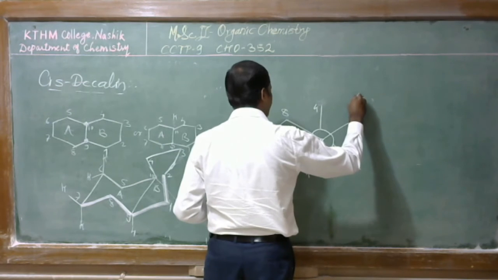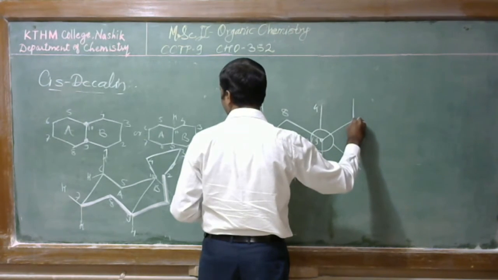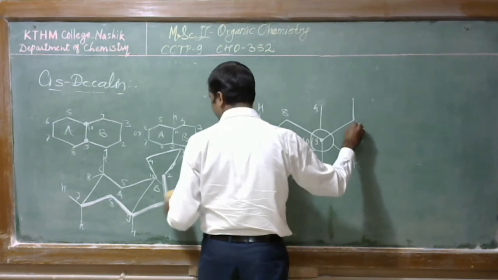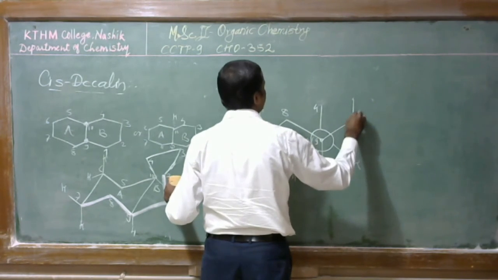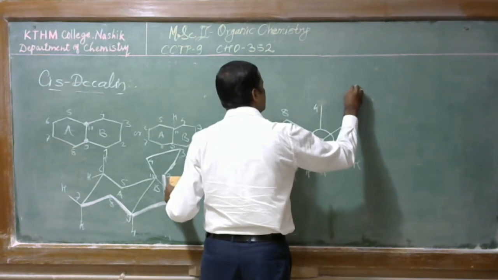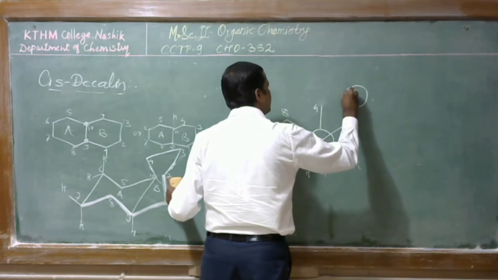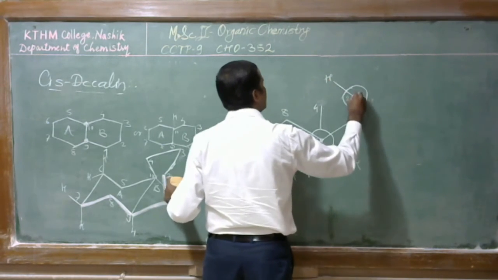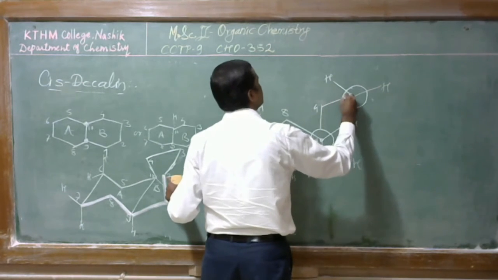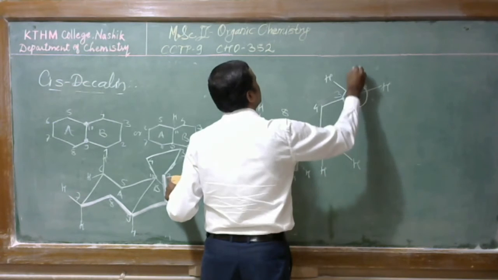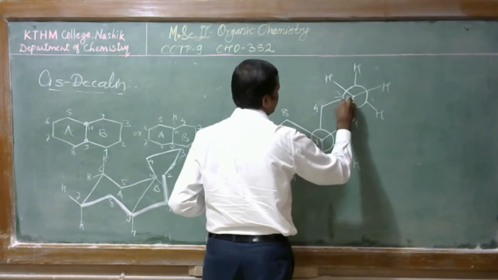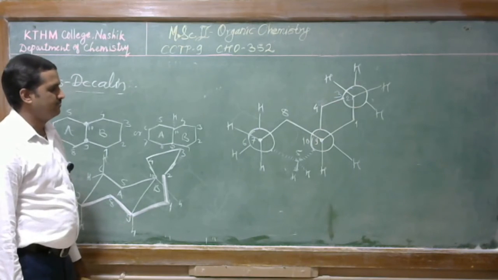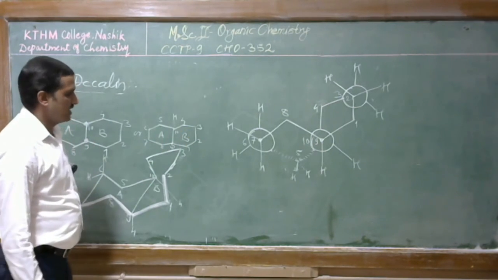So carbon number 1 is connected to carbon number 2 and carbon number 3. Carbon number 1 is a front carbon atom, carbon number 2 is also a front carbon atom. So the front carbon is represented by this third dot. Carbon number 2 has these two hydrogens and its backside carbon is carbon number 3, having these two hydrogens and connection with carbon number 4. So in this way we can draw the cis decalin system, in a very simple way.